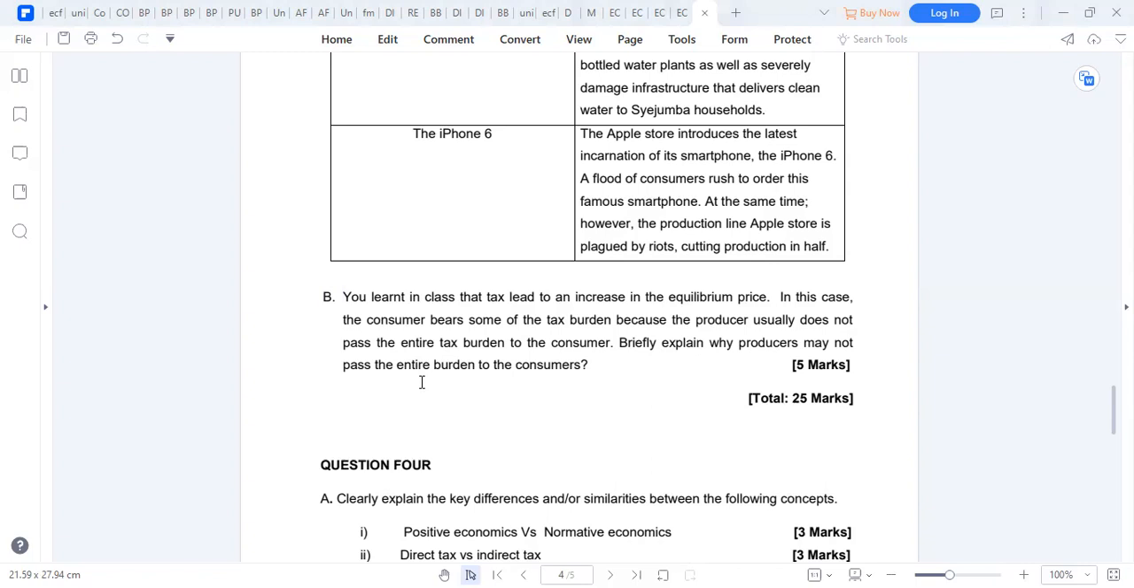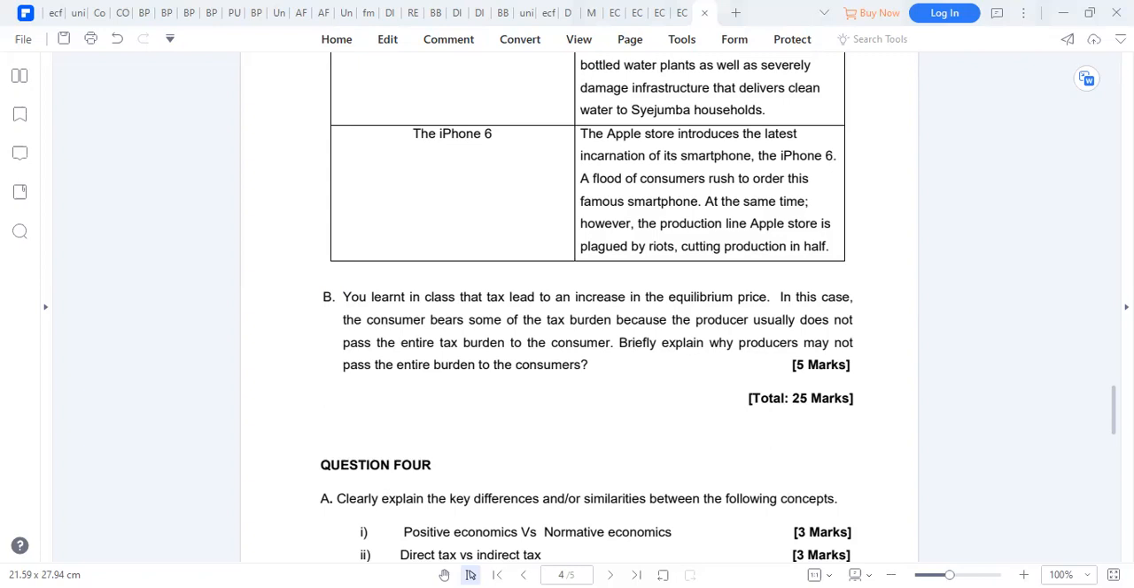All right. So we've been given another scenario question there, where we are told you have learned that tax can lead to an increase in the equilibrium price. In this case, the consumer bears some of the tax burden because the producer usually does not pass the entire burden to the consumer. Briefly explain why producers may not pass the entire burden to the consumers. So whenever a tax has been imposed, we must understand that there is what we call tax sharing. And producers ideally are supposed to lump it all onto the consumers, according to the statement, but they will not do that. Explain why.